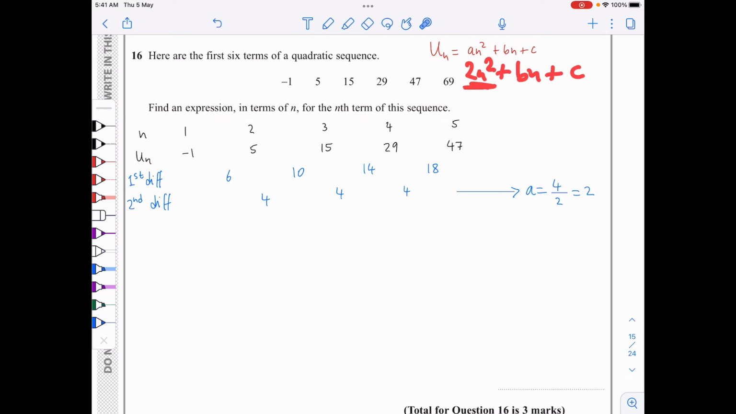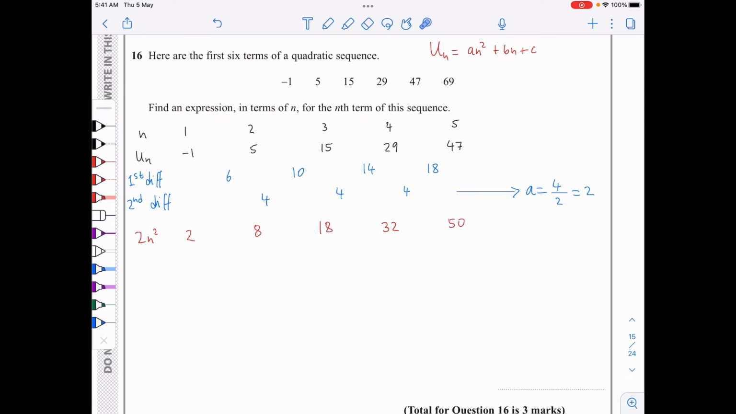I will start with the 2n squared. I'm going to put the 2n squared here. So when n is 1, 2n squared is 2 times 1 squared, which is 2. When n is 2, 2 times 2 squared is 8. When n is 3, 2 times 3 squared is 18. When n is 4, 2 times 4 squared is 32. And when n is 5, 2 times 5 squared is 50.